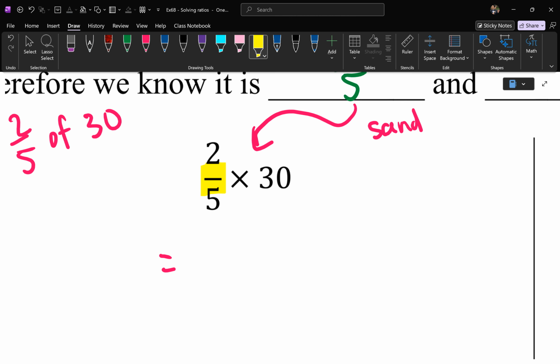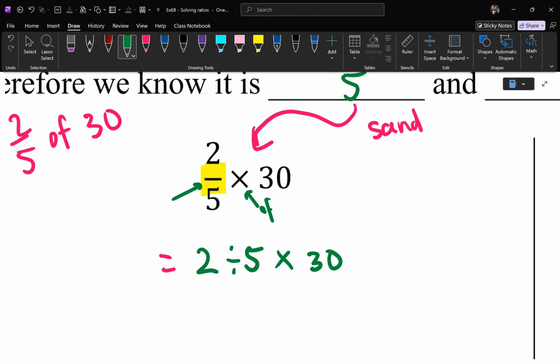What's the over mean? Charlie? What's the symbol mean? Divide. So on your calculator, this actually just means 2 divide 5. That's what the fraction means. 2/5 just means 2 divide 5. And then of, that's the word of. Of means times. So on your calculator, you press times 30.